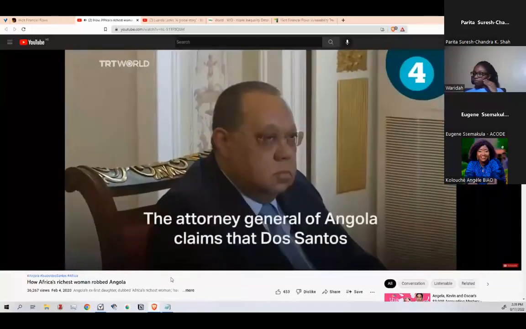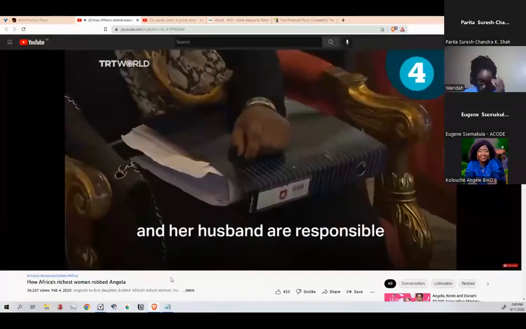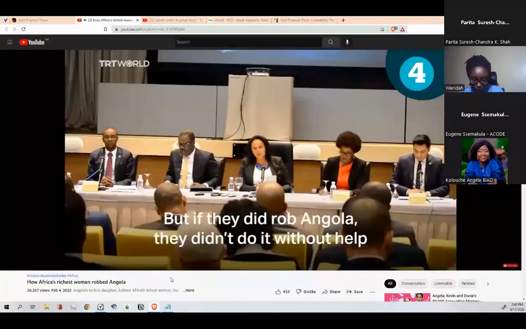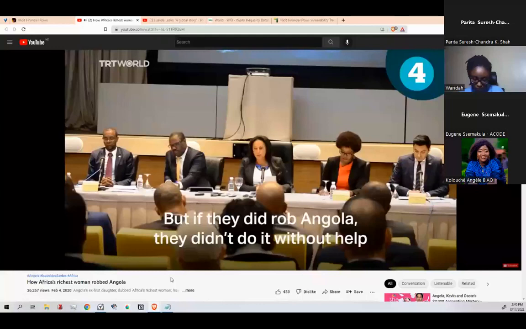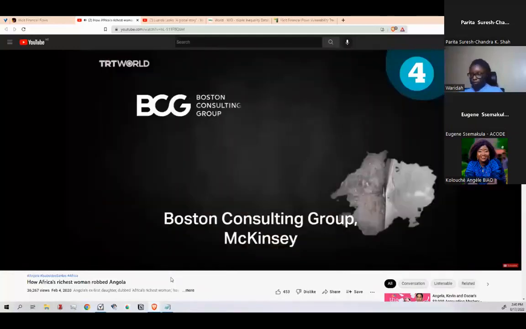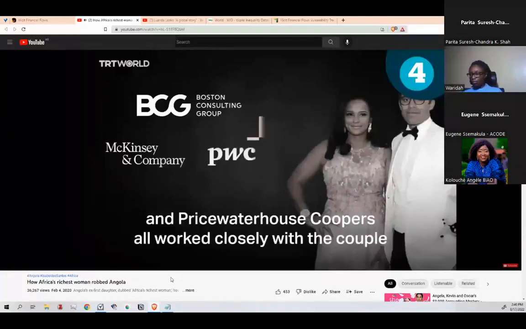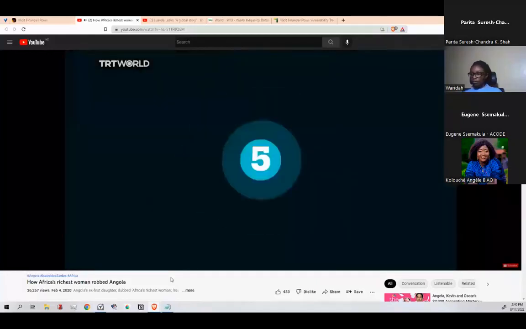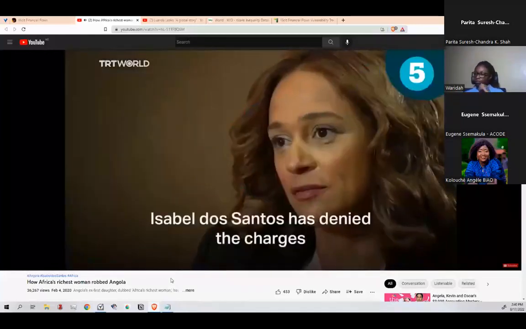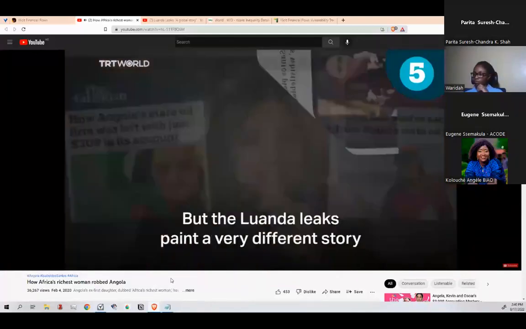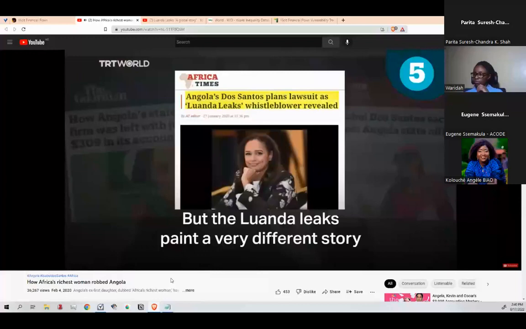The Attorney General of Angola claims that Dos Santos and her husband are responsible for more than $1 billion in lost state funds. But if they did rob Angola, they didn't do it without help. Some of the world's leading professional service firms reportedly helped her. Boston Consulting Group, McKinsey, and PricewaterhouseCoopers all worked closely with the couple, providing key advice on how to structure their business dealings. Isabel dos Santos has denied the charges, and she says it's all part of a politically motivated witch hunt. But the Luanda leaks paint a very different story.